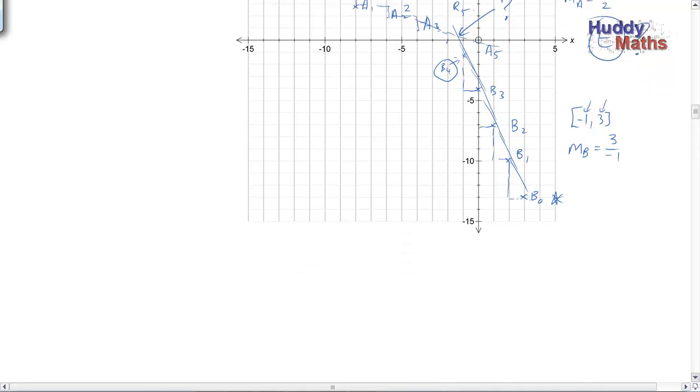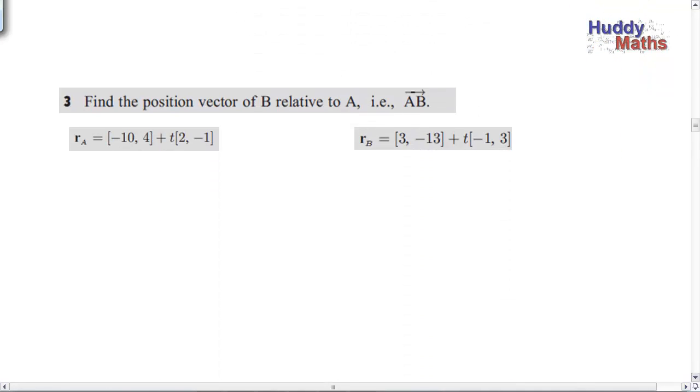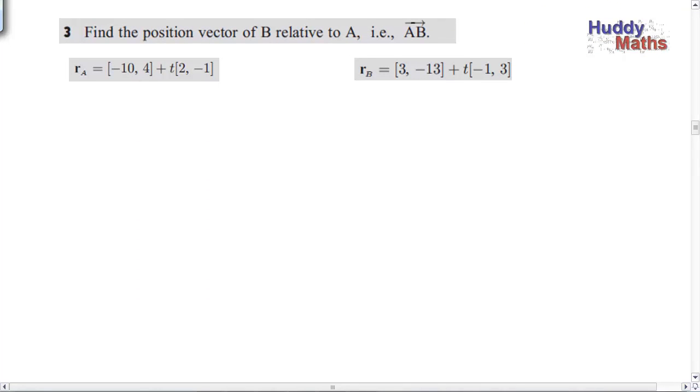All right, so come down and let's do the next bit. Find the position vector of B relative to A. That's A to B. So if we had points A and B, we could work it out. X coordinate of the second minus x coordinate of the first, y coordinate of the second minus y coordinate of the first, going from A to B. Okay, well, can we do it?